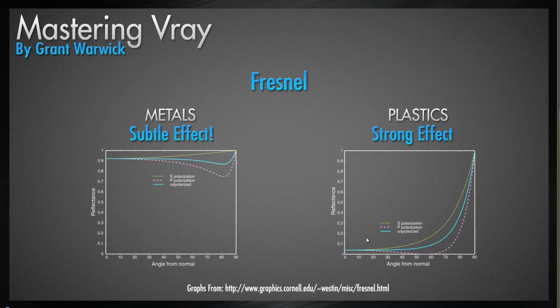However, the plastic material behaves quite differently. You can see here, as the viewing angle increases, the reflectivity starts to ramp up, but not until about 40 or 50 degrees. For those who don't understand what these graphs are showing you, it's quite simple. All you're seeing is the material's reflectivity in relation to the angle in which you are viewing it. So on the right here we've got the angle from normal, and vertically we've got the reflectance.